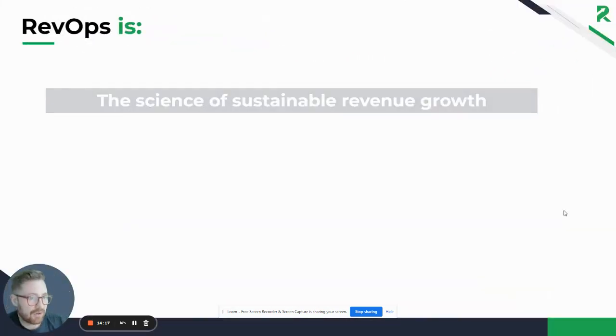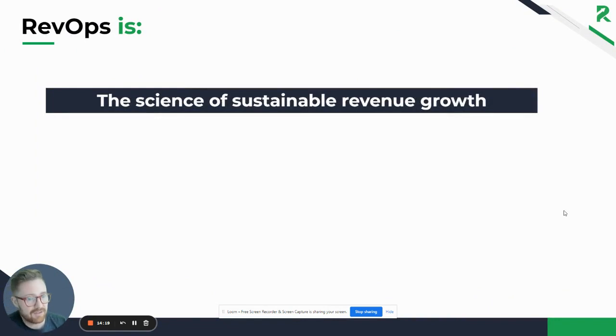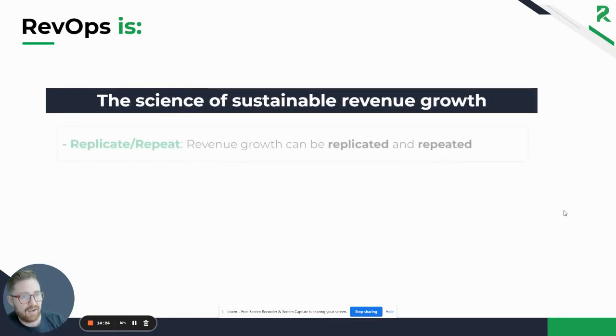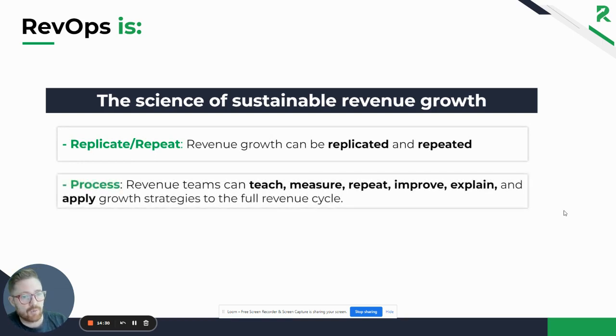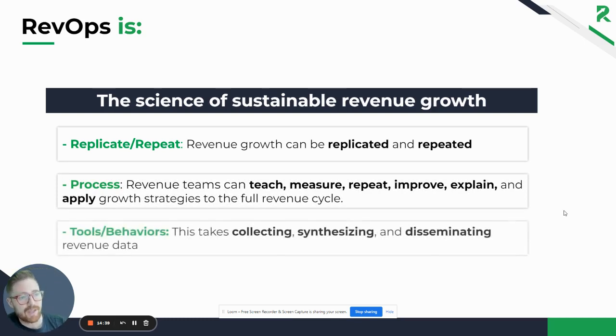RevOps is, you could say, the empirical analysis, but it's a science, it's a study of sustainable revenue growth. How do I replicate and repeat revenue growth? How can I repeat it no matter what B2B company I'm at? What's the process where I can teach revenue teams, measure, repeat, improve, and explain and apply growth strategies to the full revenue cycle, regardless of where I'm at? And what are the tools and behaviors? How am I collecting, synthesizing, disseminating revenue data in a way that allows me to win more games or win more revenue? This is revenue operations.